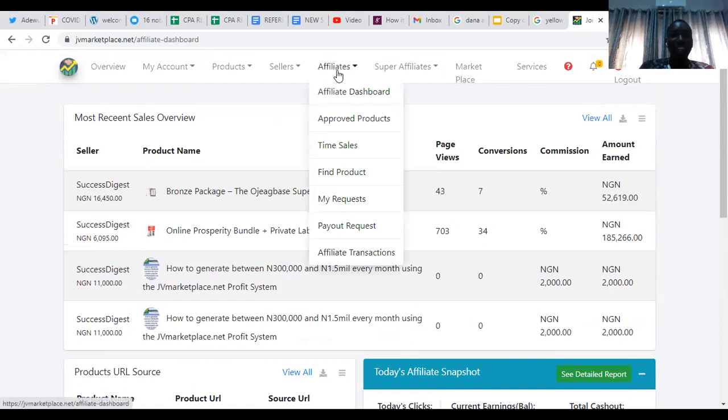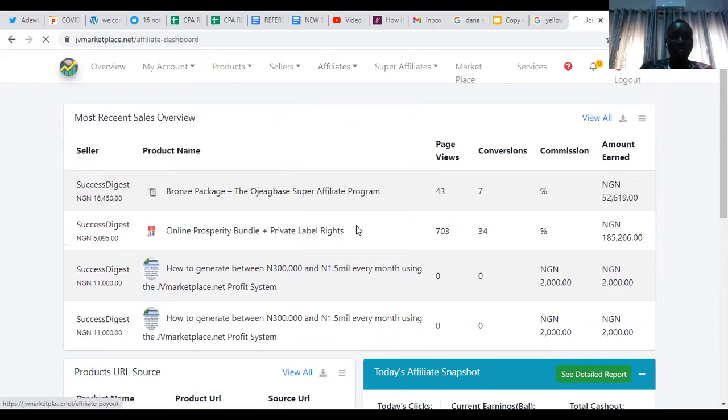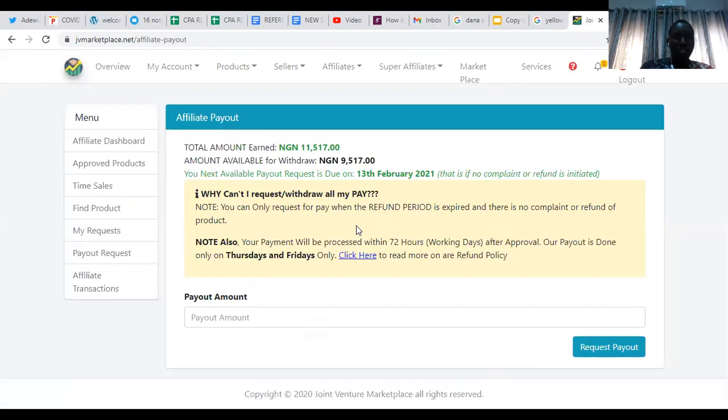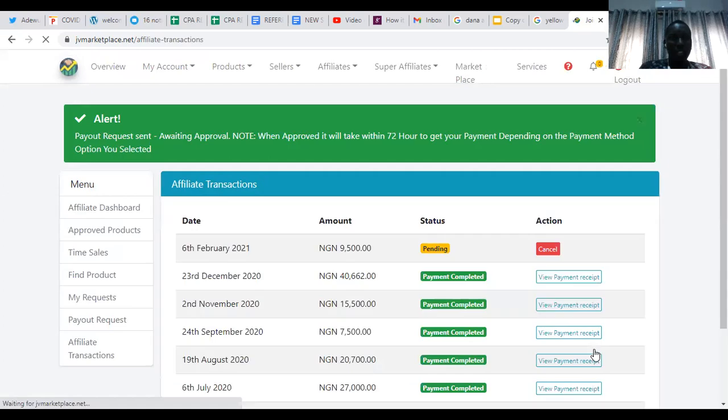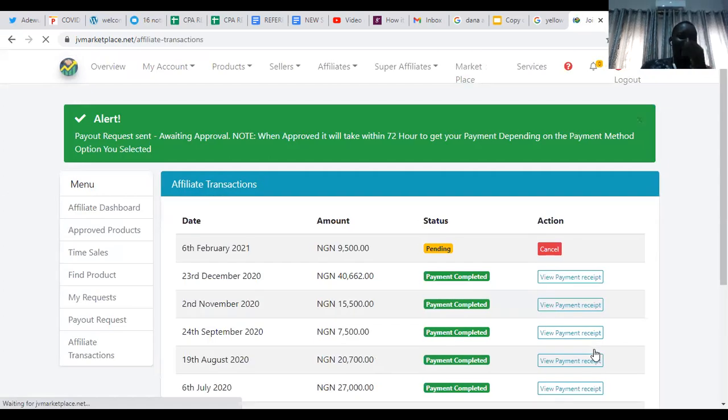So you can see for yourself. Let me do a payout request, so you know this thing works. I have about 9,500 available for withdrawal, so I will withdraw it so you can see. Maybe I'll use it to buy pizza, because I had actually forgotten that I had money there. You can see: payout request sent, awaiting approval. When approved, it will take 72 hours.